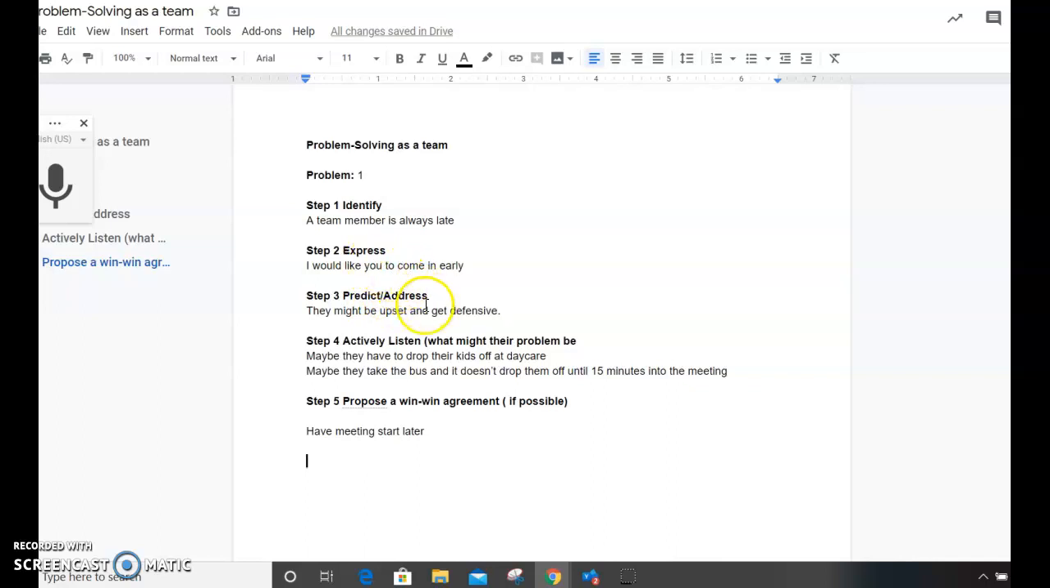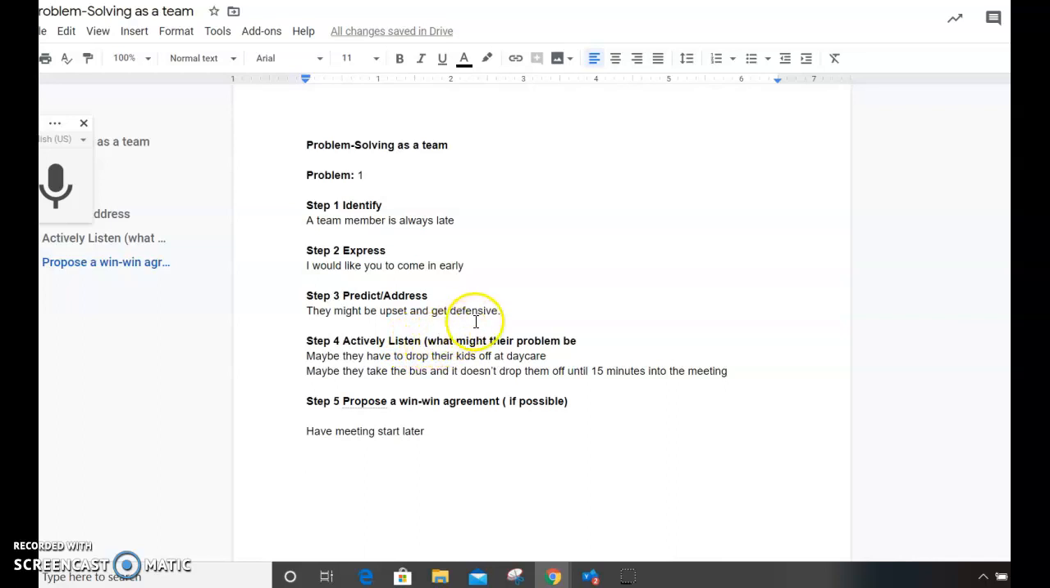We just did step two. Then we go on to step three, predict and address. This one I think is a really crucial step. And you got to be ready for people to get mad, or not necessarily mad, but defensive, upset and defensive. So I really just want you to predict what emotions they might feel and how they might react. I don't need you guys to go super in depth with this, but if you want to put things they might say, you can go ahead and do that. But I'm really looking for how is this going to make them feel? I said they might be, we don't know, but they might be upset and they might get defensive.